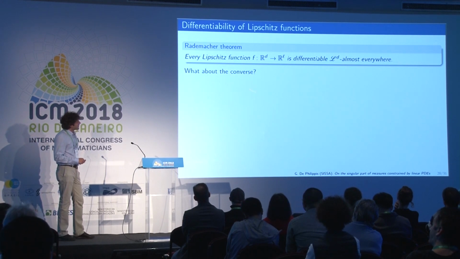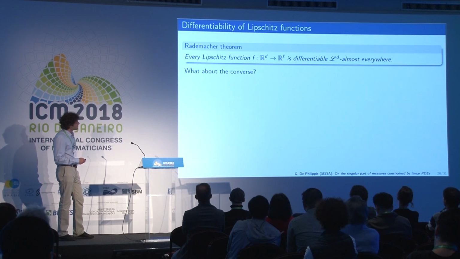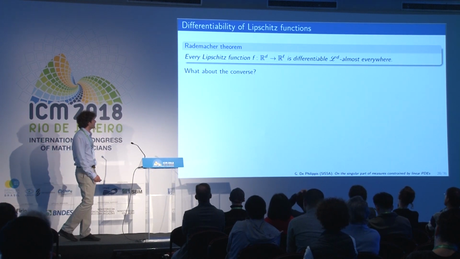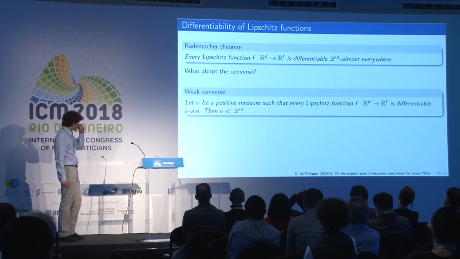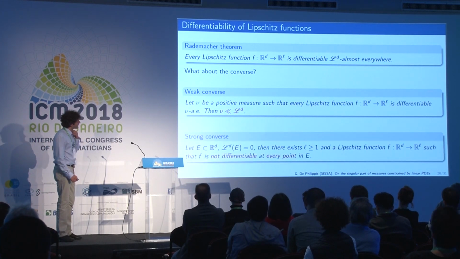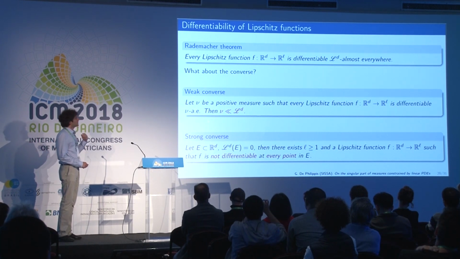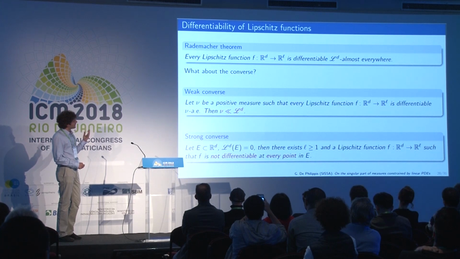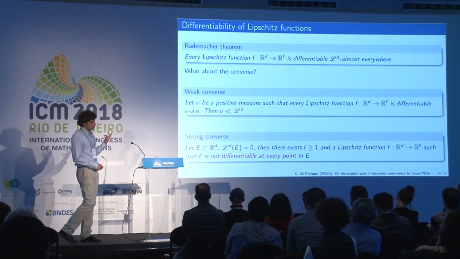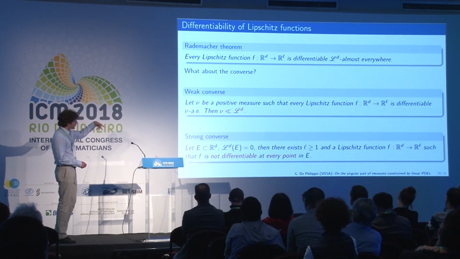So what is instead the link of these questions with the differentiability of Lipschitz functions? As I was saying, every Lipschitz function is differentiable Lebesgue almost everywhere. So what about the converse? The converse can be stated in two ways. One is the so-called weak converse of Rademacher's theorem, which tells you that every time you have a measure nu such that every Lipschitz function is differentiable nu-almost everywhere, then this measure has to be absolutely continuous with respect to the Lebesgue measure. Okay, so the other direction is obvious.